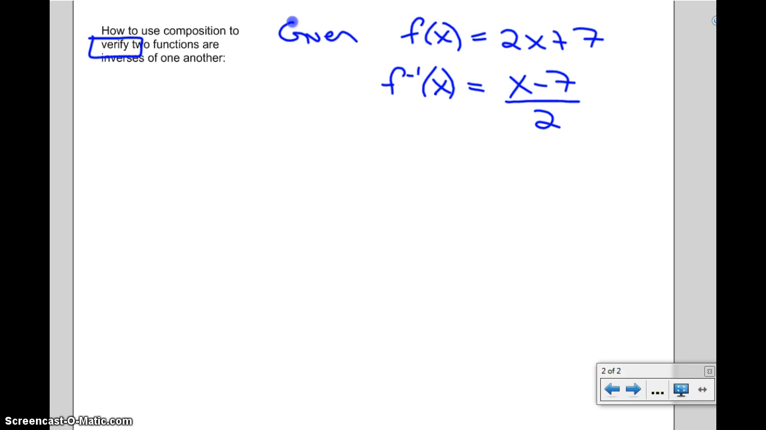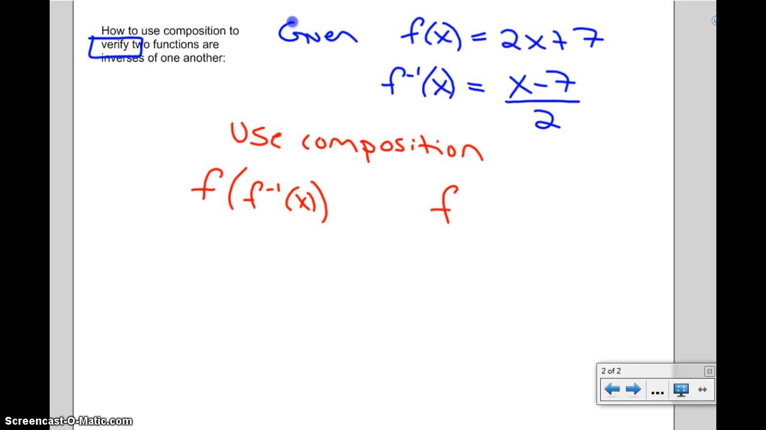If they really are inverses of each other, then what I can do is use composition. And to use composition, I'm going to take f of the inverse, and I'm also going to take the inverse composed with the original. I'm going to put the inverse inside of the original, and then I'm going to put the original inside of the inverse and hope that I get x in both of these cases. So let's try this one.